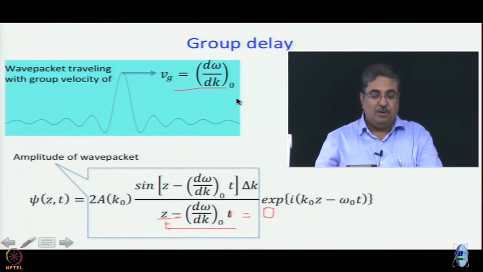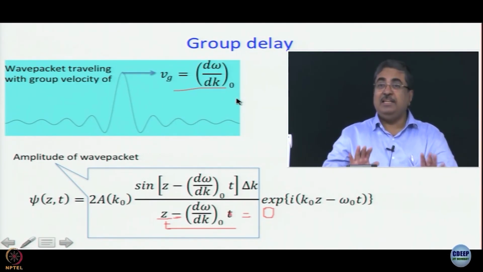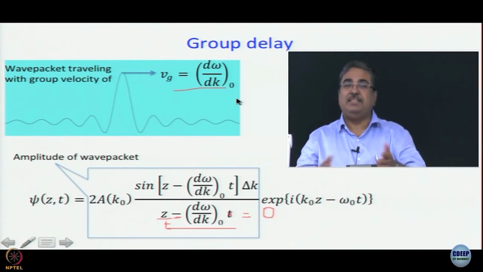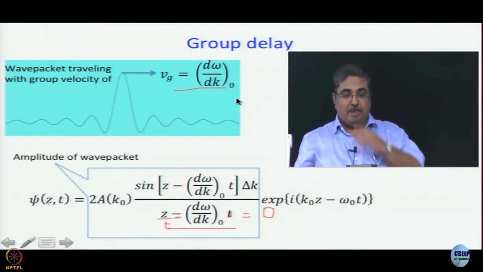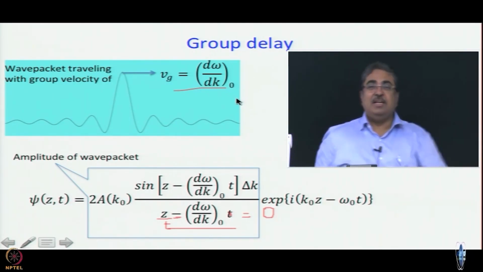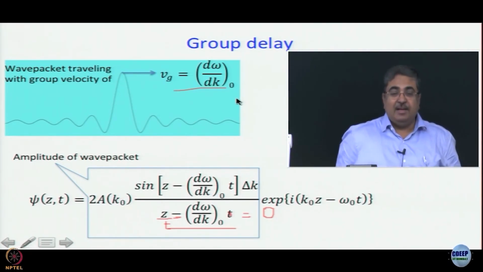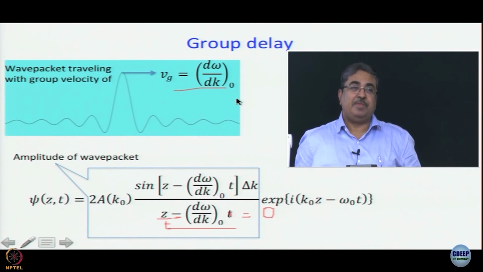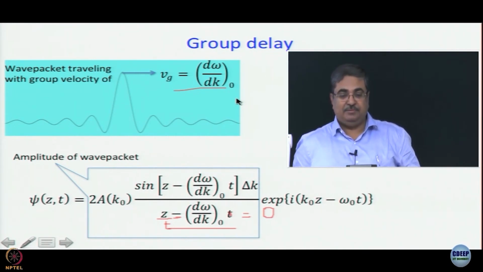This is called a group velocity, not group delay yet, delay comes later. When we talk about delay, you have to talk about two kinds of light. The two kinds of light in this context are fundamental and second harmonic. We will come to that. For now, what we have been able to do is define group velocity of a wave packet. So, group velocity is d omega dk 0, okay.